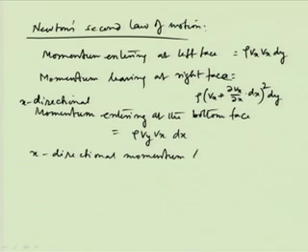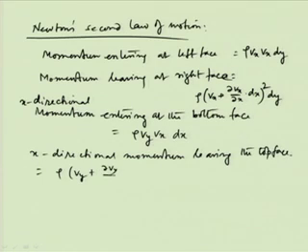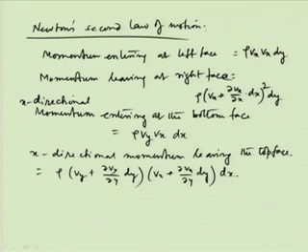X directional momentum leaving the top face will be equal to rho into Vy plus del Vy by del y into dy, that is the mass that is entering, and then it is leaving with the velocity Vx. So, it will be Vx plus del Vx by del y into dy, and then we have to multiply by dx again. So, this happens to be this.